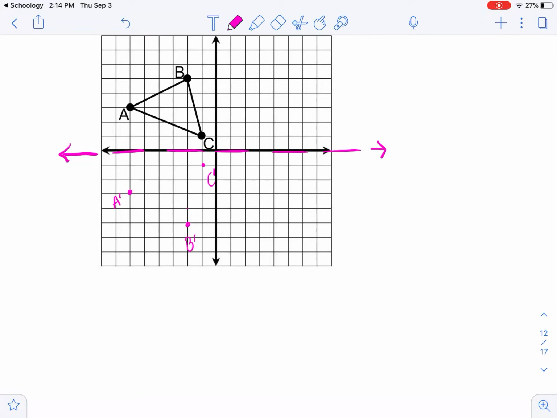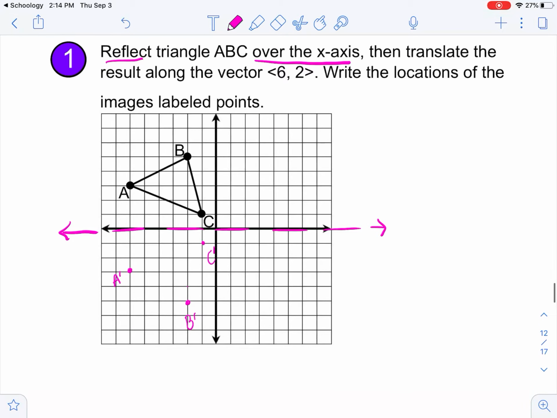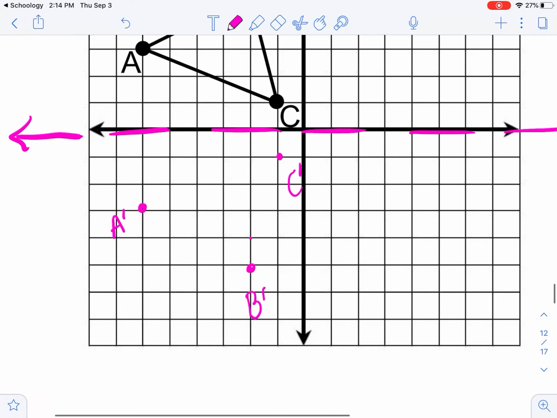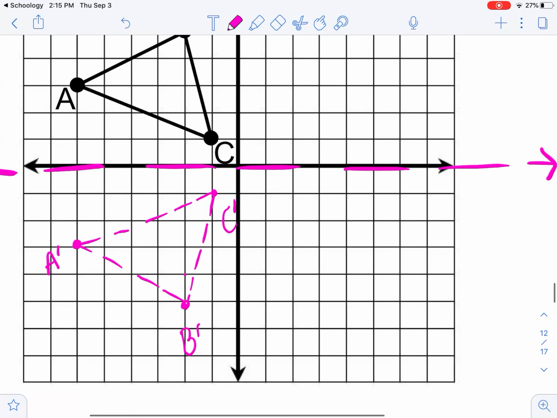Now, before you connect these points, my question to you is: is this triangle going to be my final image? The answer is no, because I still have to translate it. So since it's not my final image, I want to use dashed marks to connect the points of the triangle to show that this is not the answer.